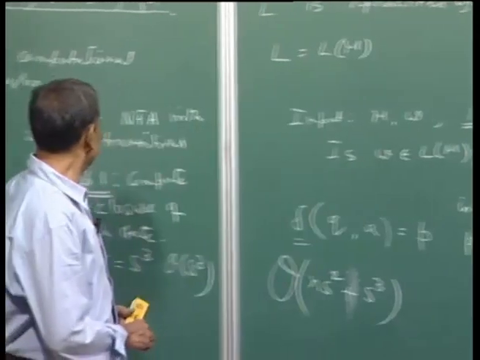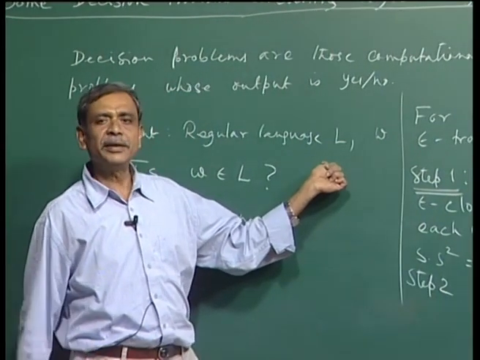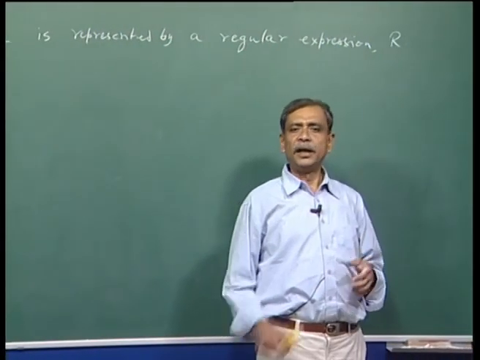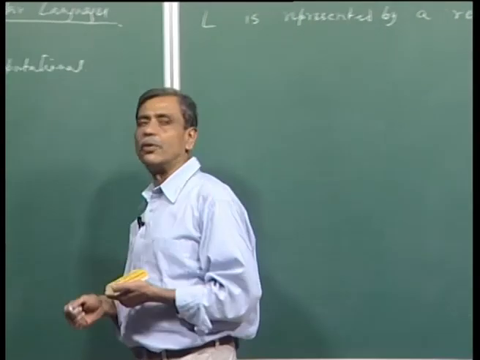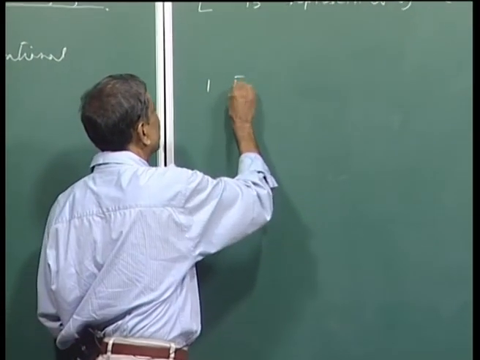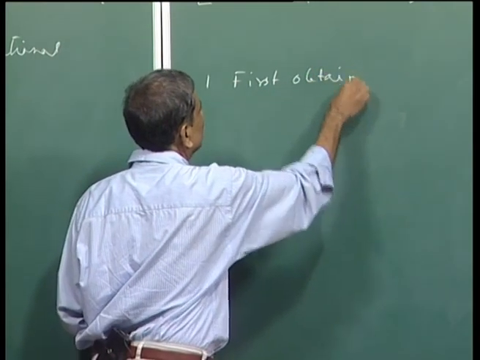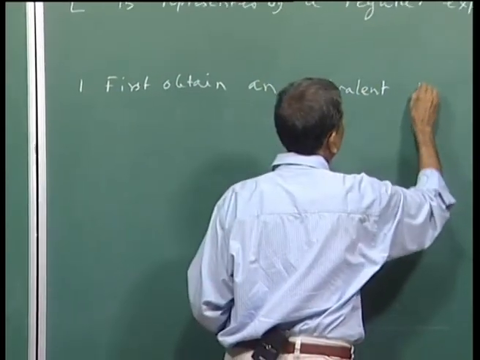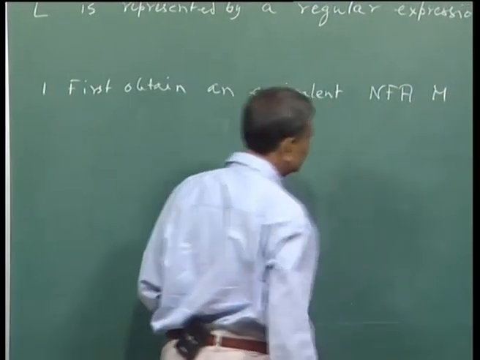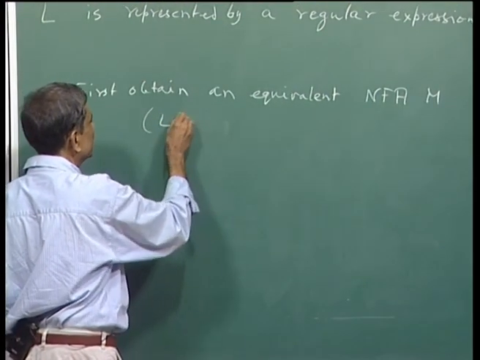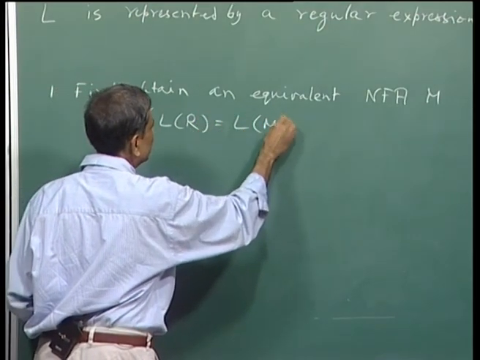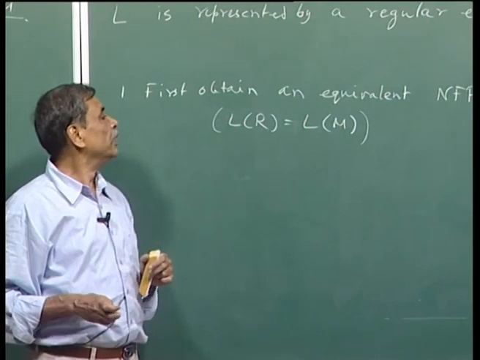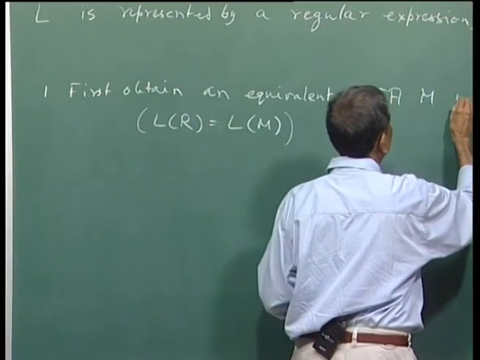All right. So, there is yet another representation for regular languages, and that is regular expressions. We are discussing the case when L is represented by a regular expression, say R. And here, the simplest straightforward method would be to first obtain an equivalent NFA M. By equivalent, of course, we mean that the language represented by the regular expression R is the language accepted by the NFA M. But remember the standard conversion that we gave, this NFA will be with epsilon transitions.